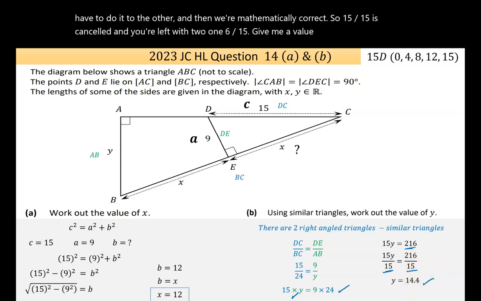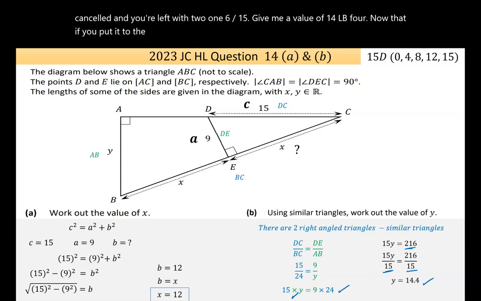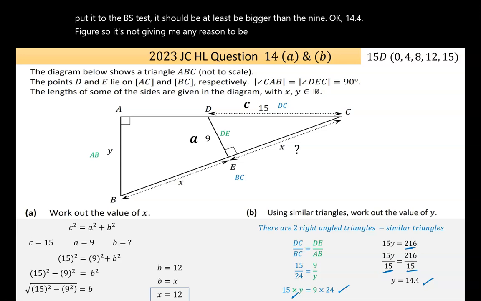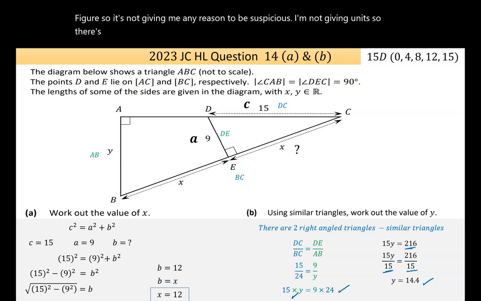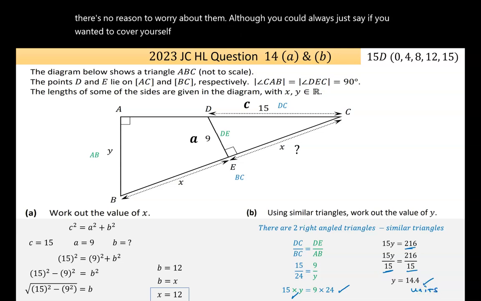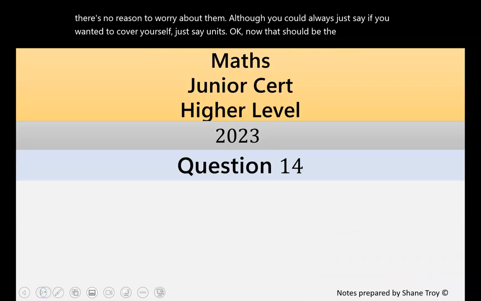which gave me a value of 14.4. Now that, if you put it to the BS test, should at least be bigger than the 9. 14.4 is bigger, so it's not giving me any reason to be suspicious. I'm not given units, so there's no reason to worry about them. Although you could always just say units if you wanted to cover yourself. Now, that should be the end of question 14.